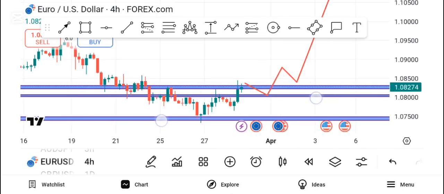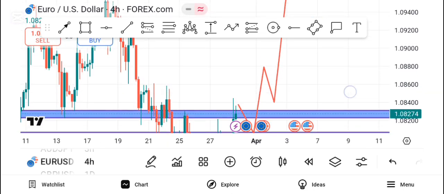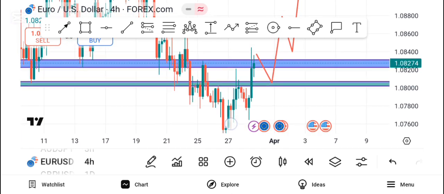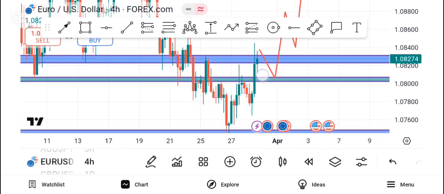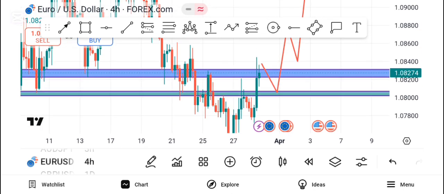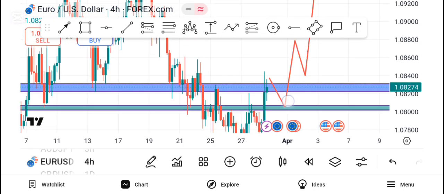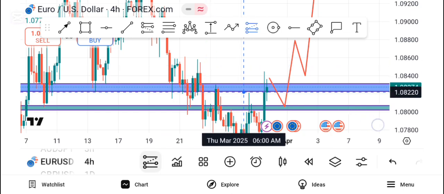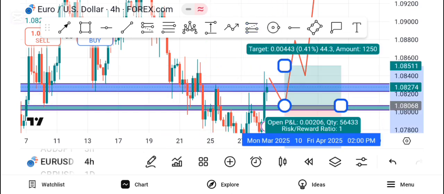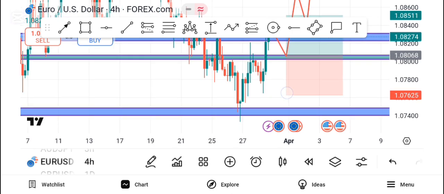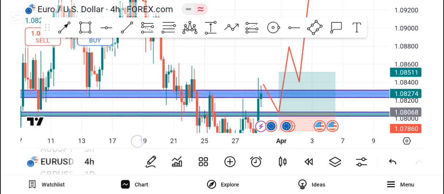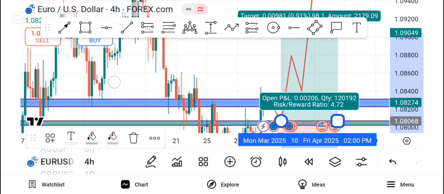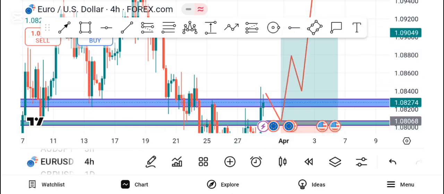You can see price has already changed structure. You can see here it's like a head and shoulders pattern, and it broke the neckline. So we are waiting for a retest. We can buy from here. This is more of the aggressive way. So something of this nature. Go up, go up to the next level. Let me just leave it here.